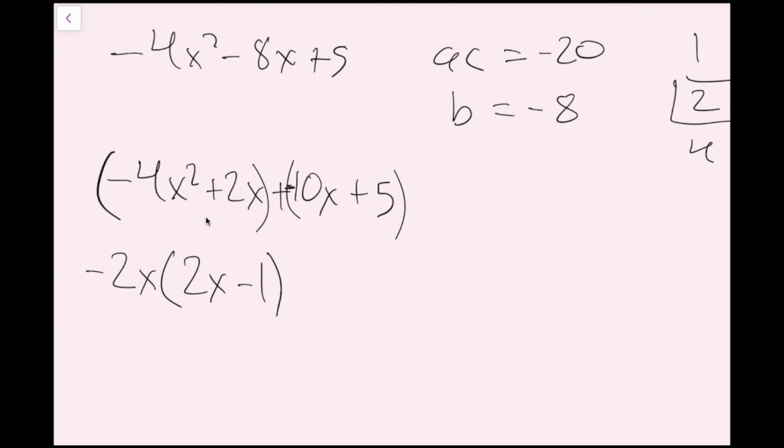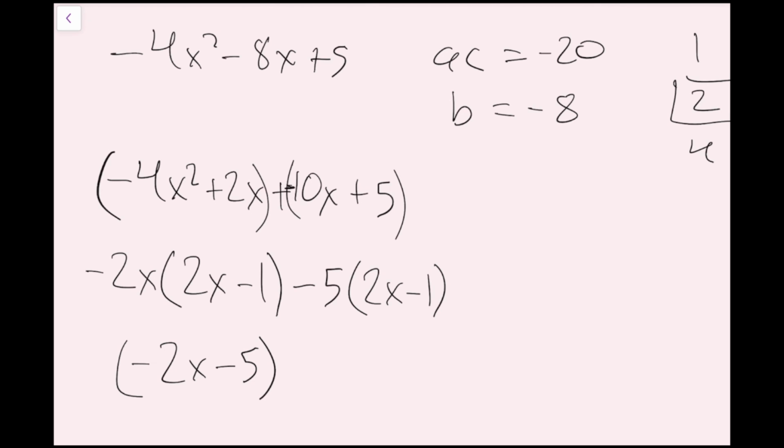Okay? And since I factored out a negative here, and I see a negative here, and I want this inside to be positive, I'm going to factor out a negative 5 here. So this is going to be negative 5. And then I'm going to have 2x, and then minus 1 again. Okay. Now what I'm going to do is I'm going to rewrite this as negative 2x minus 5 in parentheses, and then 2x minus 1.